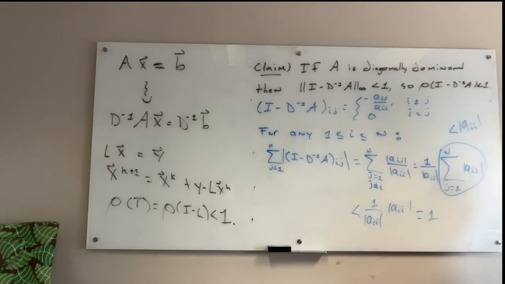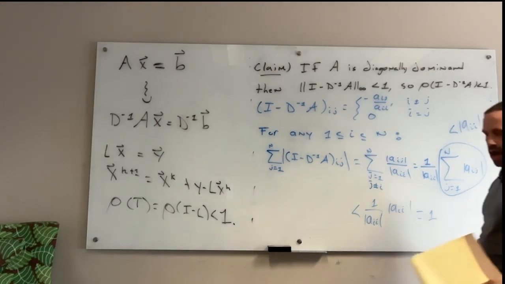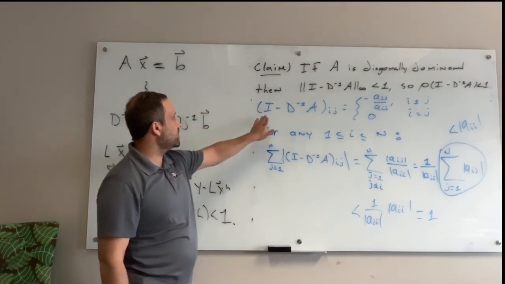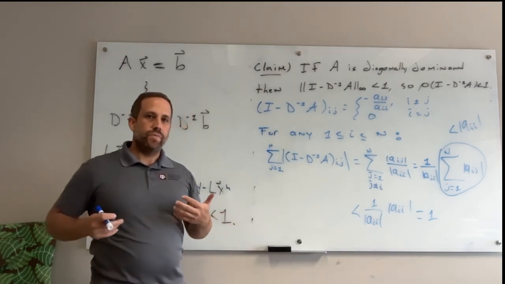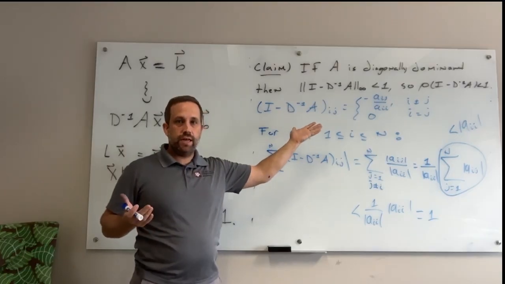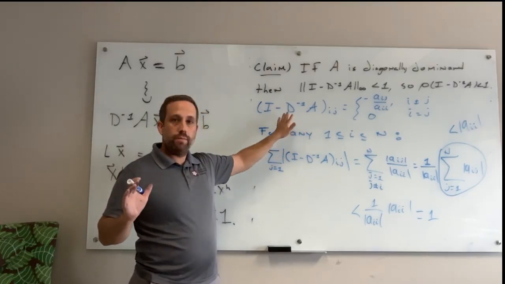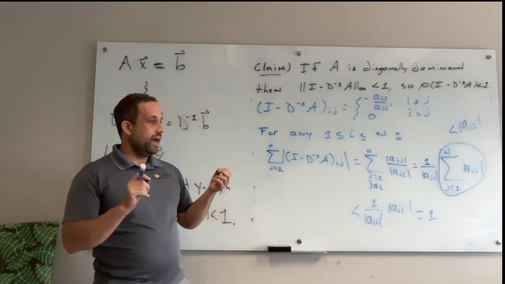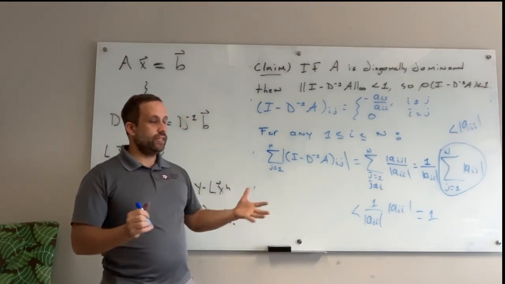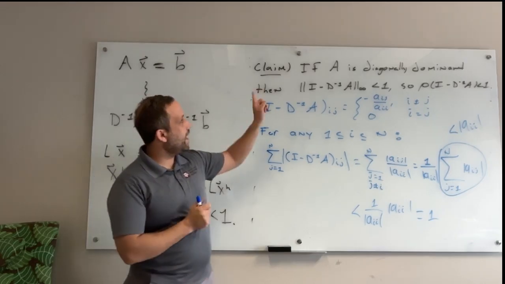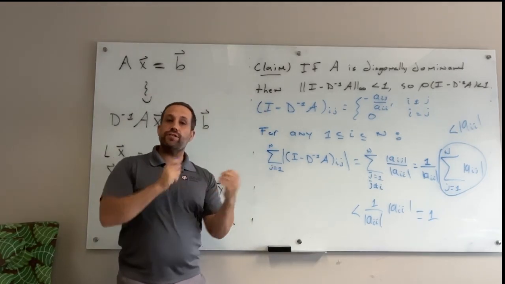Okay, so now what that tells me is that the infinity norm of the T matrix, that is I minus D inverse A, the iteration matrix, is less than 1. So the spectral radius of the iteration matrix is less than 1 because the infinity norm of the iteration matrix is less than 1. Okay, that's if A is diagonally dominant. Okay, so that's the good news.